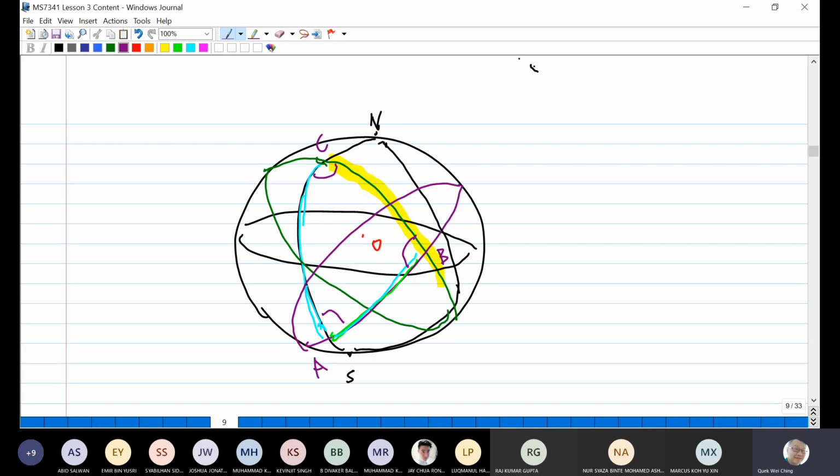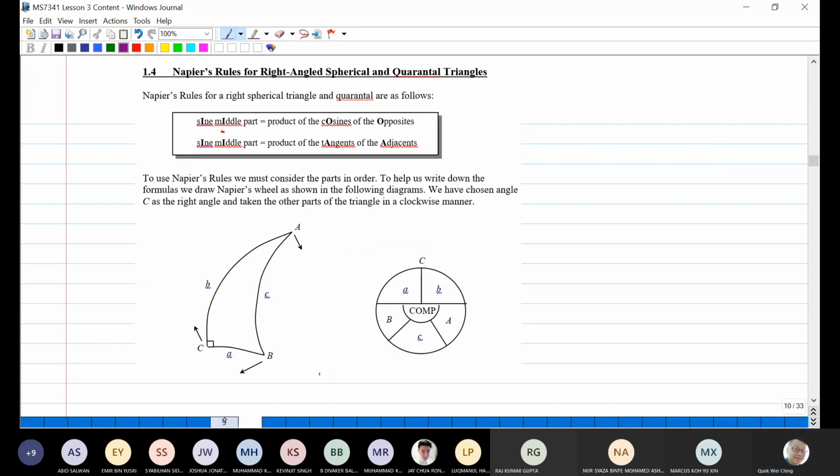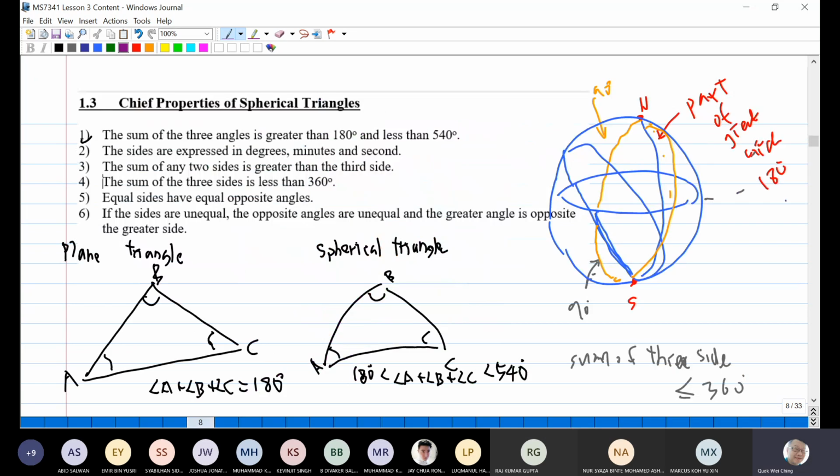Add together, the most A plus B plus C is 540. The minimum is 180. Okay, it will be greater than 180. So this is one result for a spherical triangle. Okay, then this is point 1.